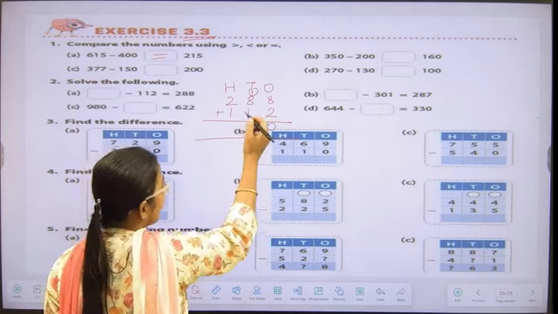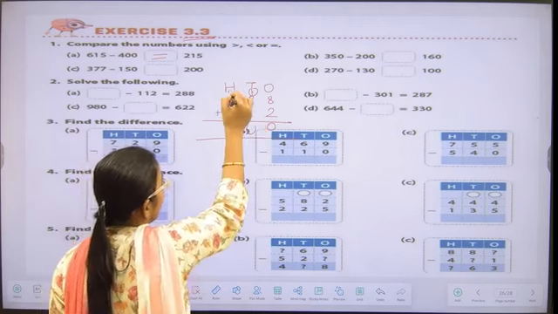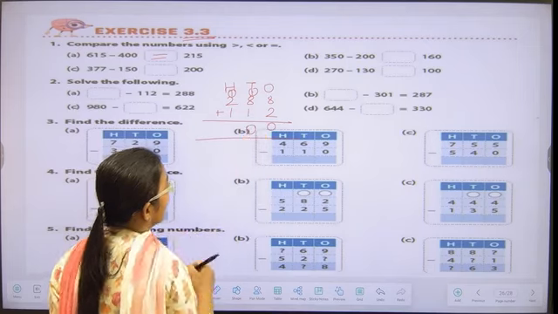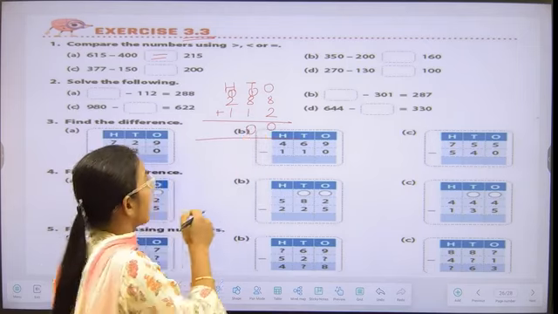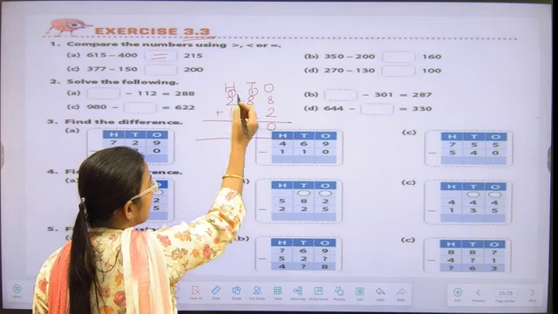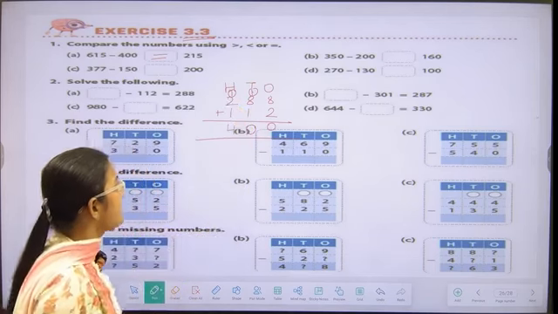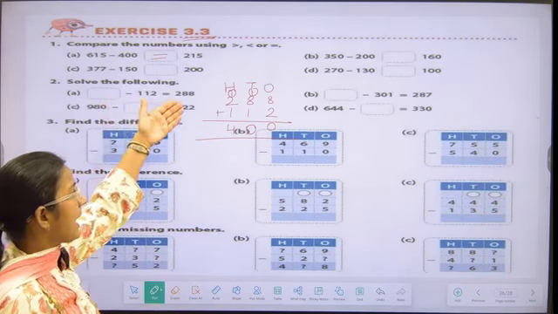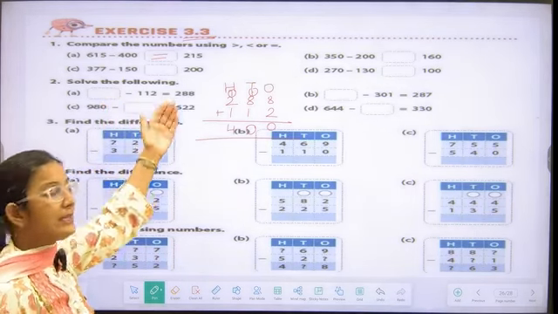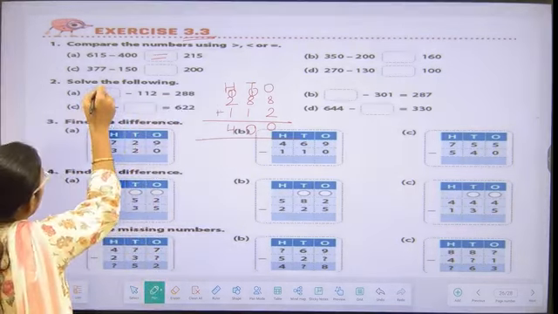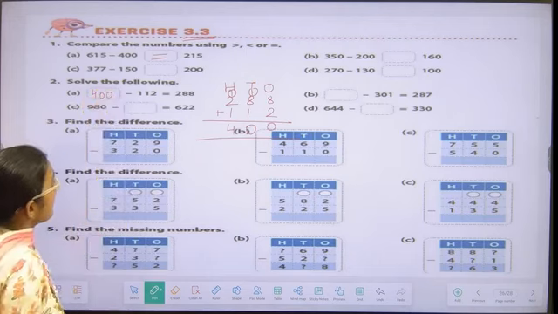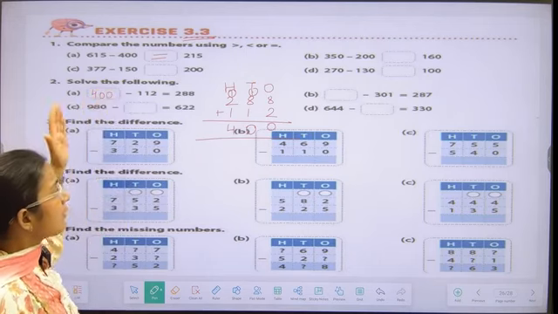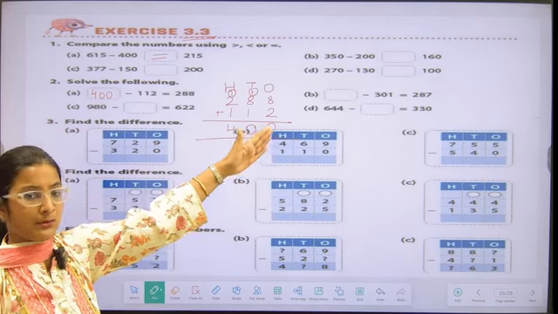8 and 1 will make 9, and 1 makes 10. So 1 carry over and 0 at the tens place value. Now 2 and 1 will make 3, and 1 makes 4. So we can say that if I am subtracting 112 from 400, I am getting 288. So we have to write 400 in the blank space. Similarly, you can attempt the other parts also.